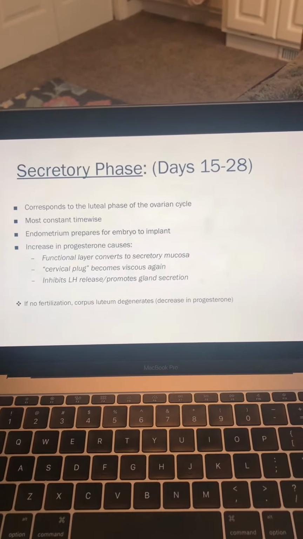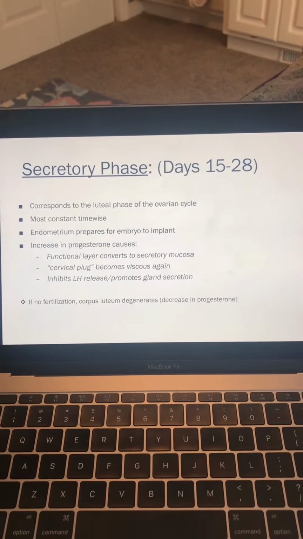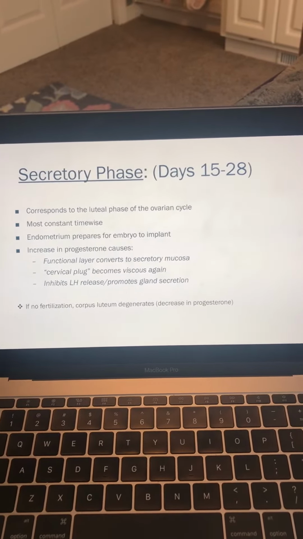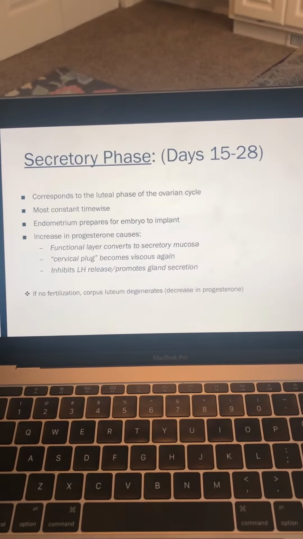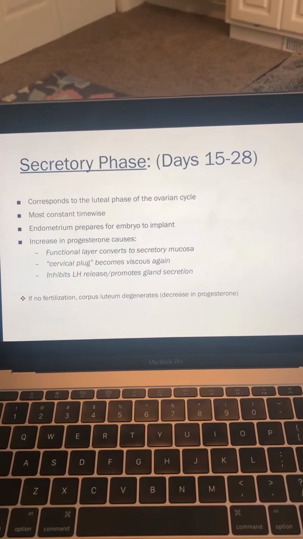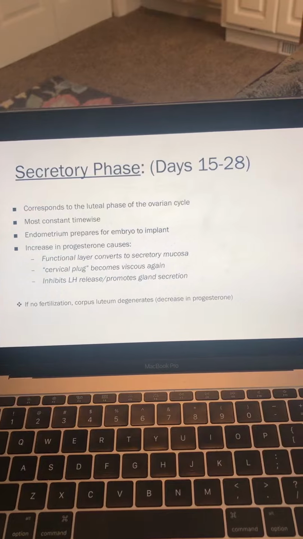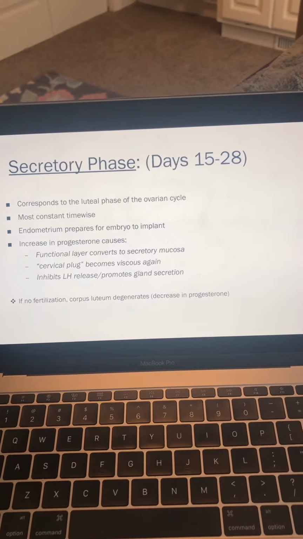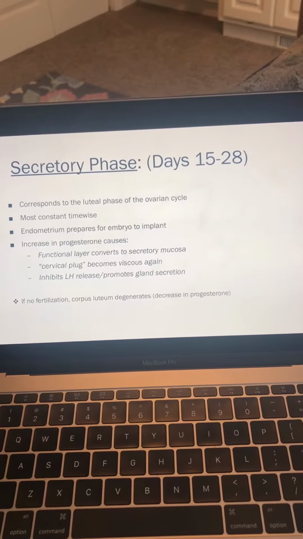It corresponds to the luteal phase of the ovarian cycle. It is the most constant time-wise. The endometrium prepares for the embryo to implant. The increase in progesterone causes the functional layer to convert to secretory mucosa. The cervical plug becomes viscous again, and it inhibits LH release and promotes gland secretion.